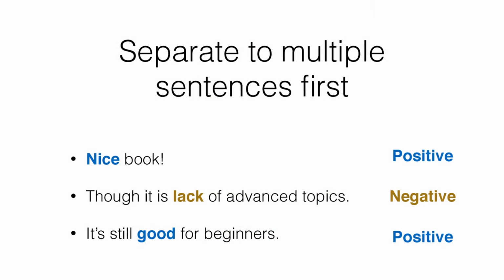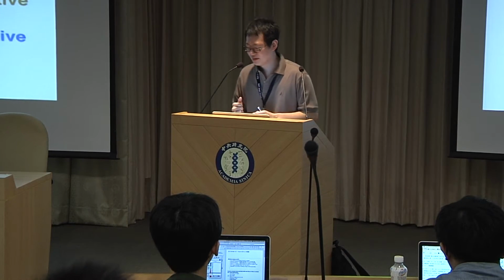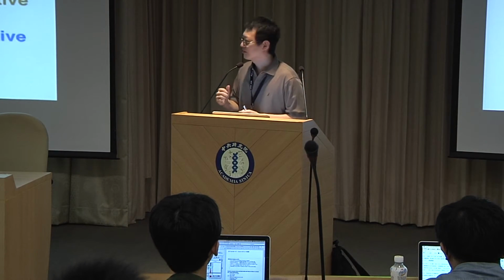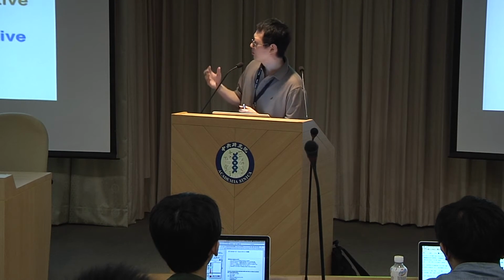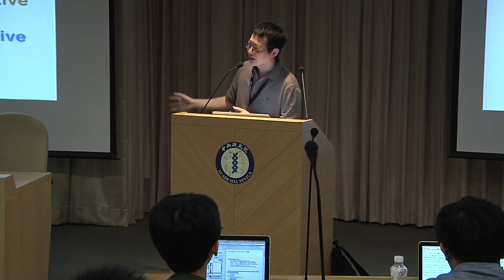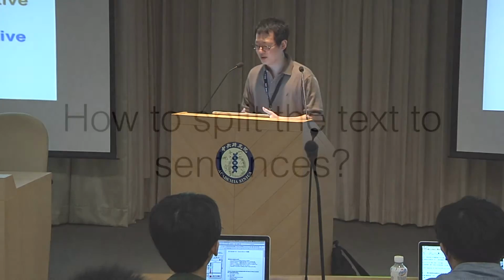What if we separate the text first into 3 sentences, and then analyze them one by one? So now we know this text contains 3 sentences. The first one is positive, the second one is negative, the last one is positive. You now have more information. When you get this outcome, you can use another model to compute a more accurate result.